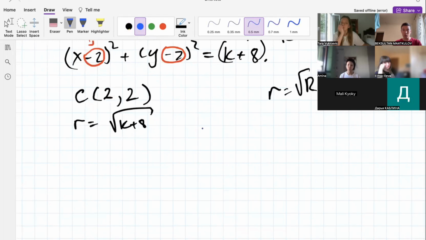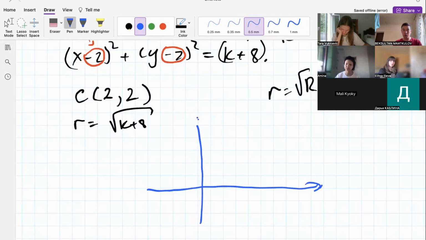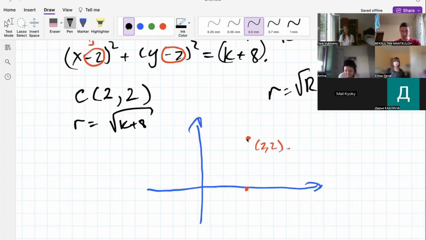Now, you can try to build it. You can write it here, and you write down your center. In this case, your center is 2 on x and 2 on y. So it will be somewhere here. So this is your center, (2, 2). And you have to build a radius that touches the x-axis, or you can choose the radius that touches the y-axis. It doesn't matter, because the center is symmetric on x and on y.